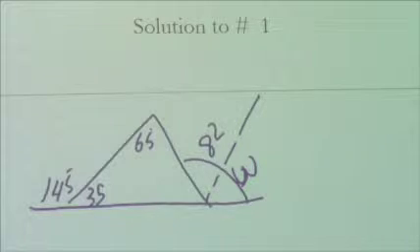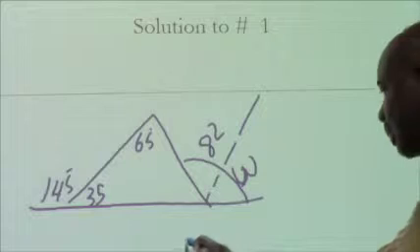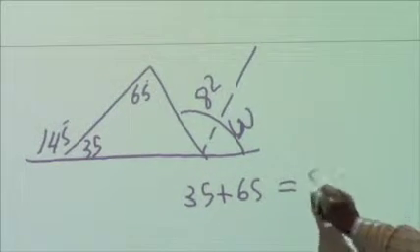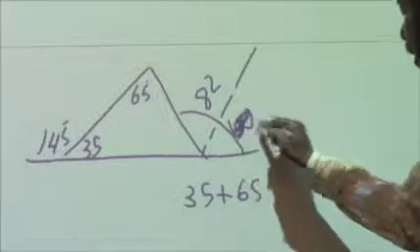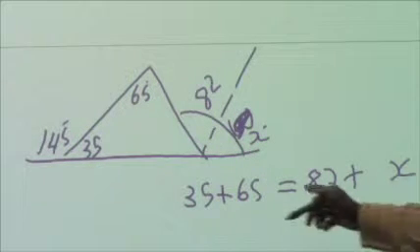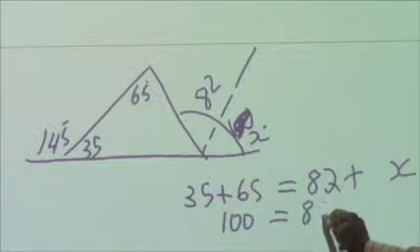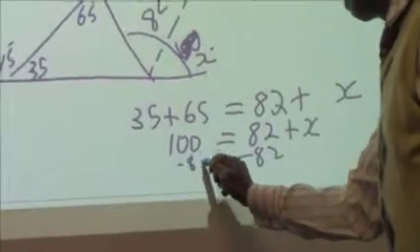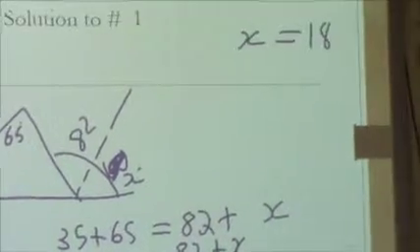So how do I find that part? Well, I know that the sum of these two angles must be equal to this. So that means 35 plus 65 must be equal to 82 plus, instead of using W, let me just use X, because that was X that we were trying to find. So 65 plus 35 will be 100 equals 82 plus X. And when I subtract 82 from both sides, I will have X equal to 18.